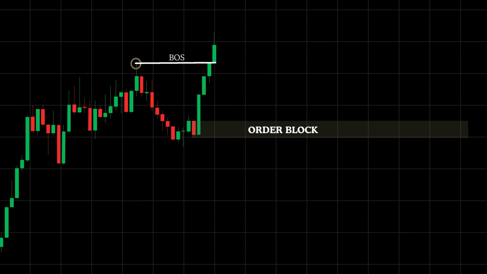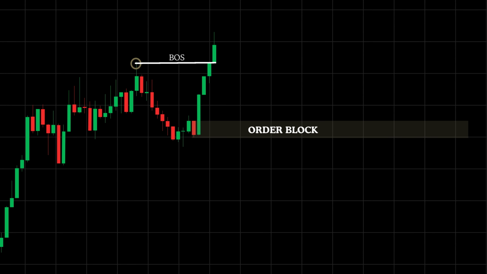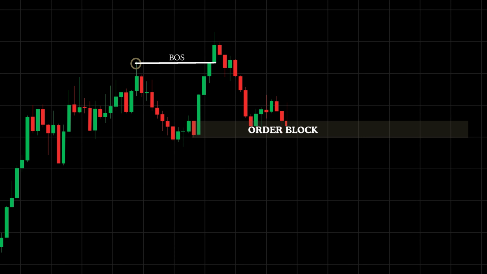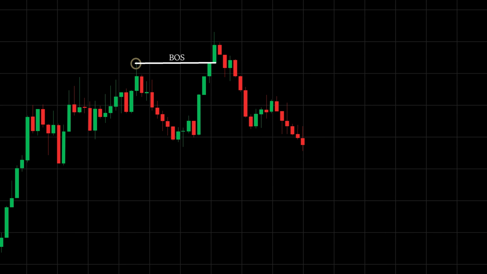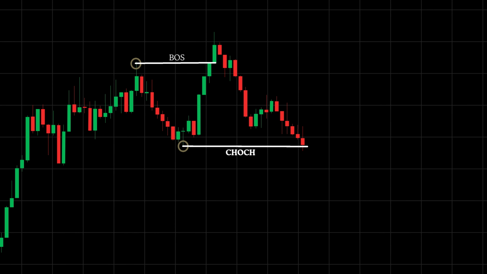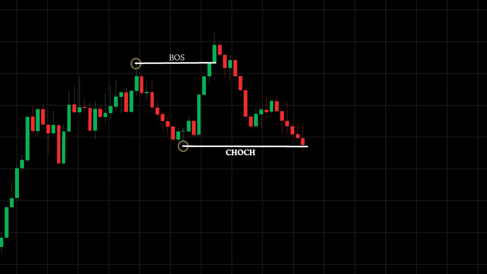Now let's take a look at how this plays out on a real chart. Notice this strong upward movement. See how price forms a new higher high. That's where we identify the last solid green candle before the move. That's our order block. But here's the twist. Instead of holding above that zone, price drops sharply, even breaking below previous lows. That right there is the change of character, a sign that the bullish momentum is fading.